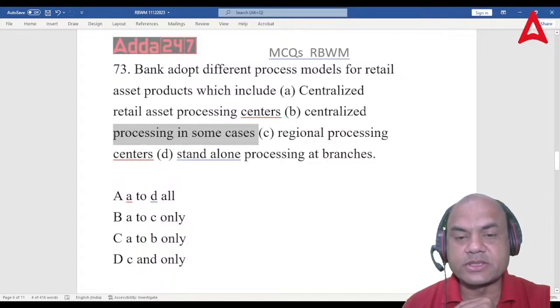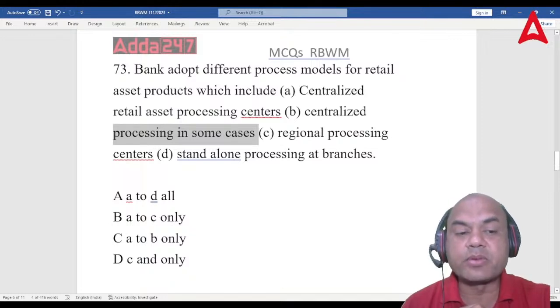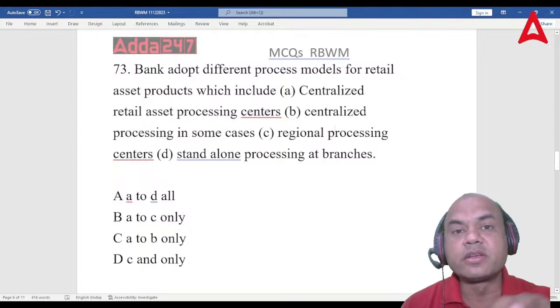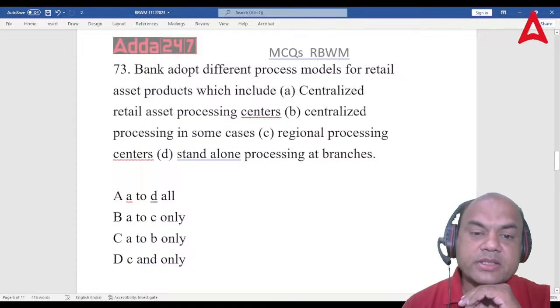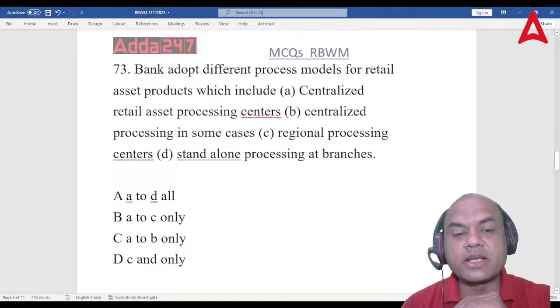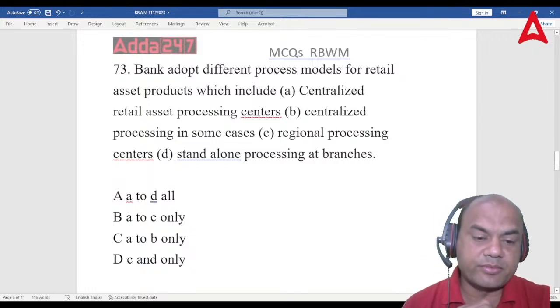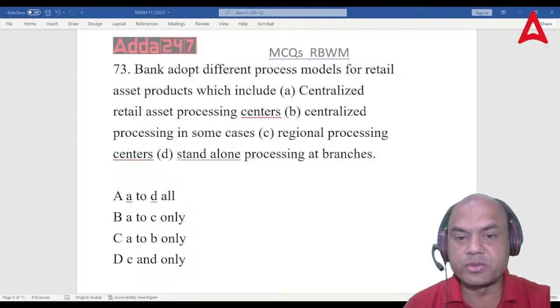Centralized asset processing, then centralized processing in some cases. Regional processing centers. Regional means we have various regions: north, east, west, south, and there are certain processing centers. Standalone processing at branches means at the branch level. What is the answer? A to D all, A to C only, A to B only, and C and D only. What should be the answer over here?